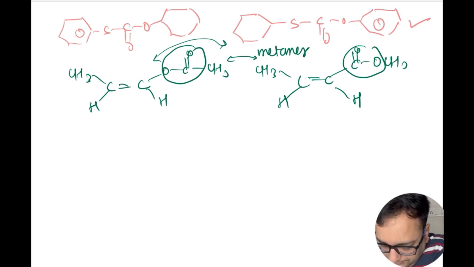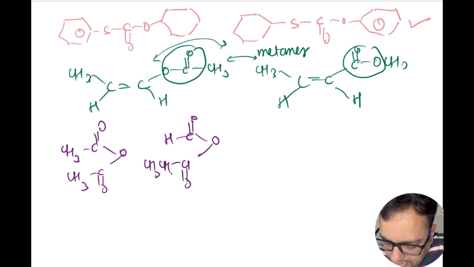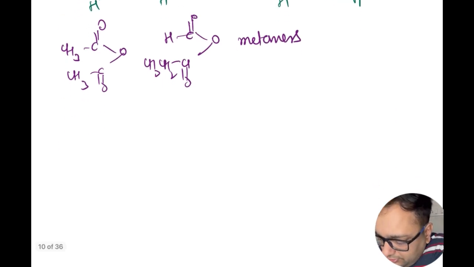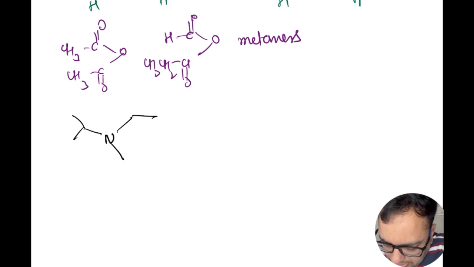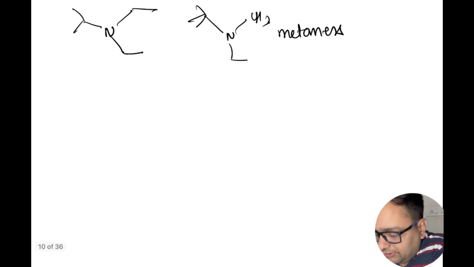Let's take some more examples of metamers. Metamer is quite important, but it is less frequently used, so people forget some examples. This one and H C double bond O, then C double bond O, then CH3 and CH2. This is also a metamer. These two are also metamers. And if we take some more examples of metamers, we have nitrogen and this, which are also metamers. So these are all about metamers.